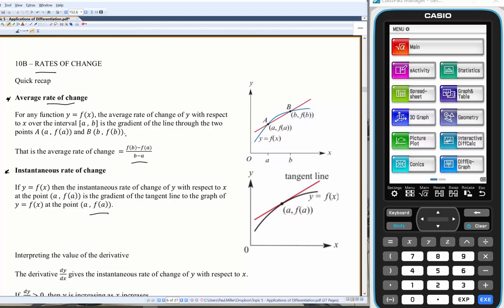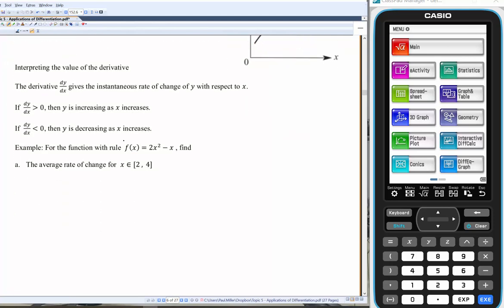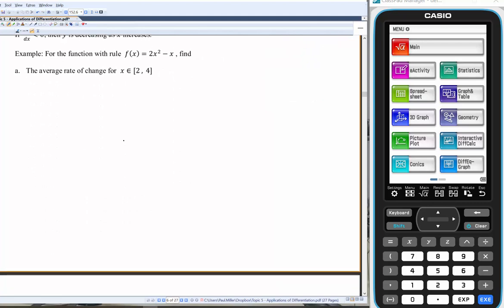So let's scroll through these notes and actually apply it. We've got a function f of x equals 2x squared take x, and what we want to do is find the average rate of change between these two values. So the first thing I'm going to do is say m average, the average rate of change, is equal to f of 4 take away f of 2, that's y2 take y1, over x2, which is 4 take 2.